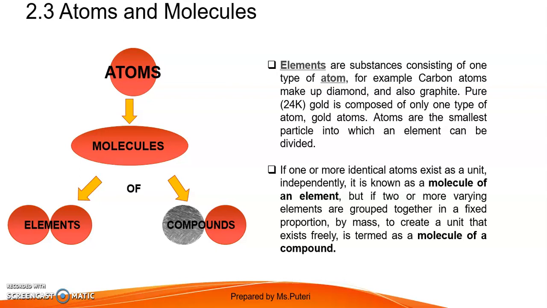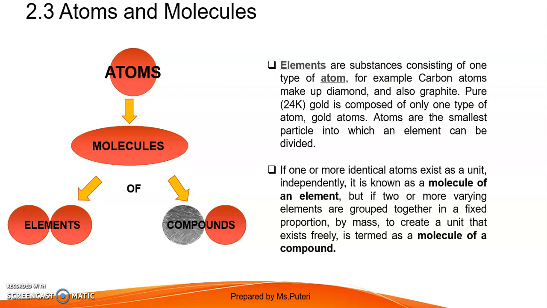Elements are substances consisting of one type of atom. For example, carbon atoms. Carbon atoms make up diamond and also graphite. Pure gold is composed of only one type of atom, which is gold atoms. Atoms are the smallest particle into which an element can be divided.